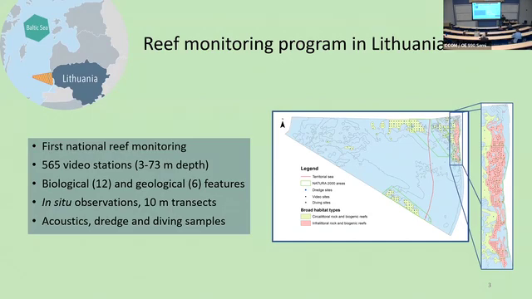The points were located quite close to each other. The distance between each point is about 300 meters in the inshore and about 1 nautical mile in the offshore part.